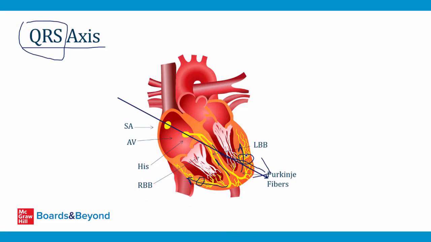And that's because there are more myocytes in the left ventricle, so that sort of pulls the overall summation of electrical activity away from the right side and toward the left side. And so this axis, the angle at which this summation vector of electrical activity generated by the QRS complexes and the ventricular myocytes, that summation vector is called the QRS axis.